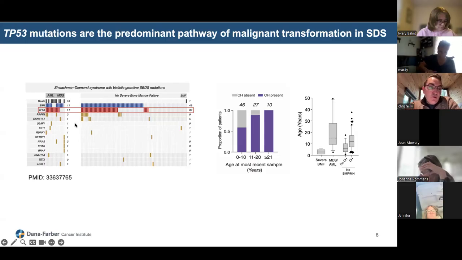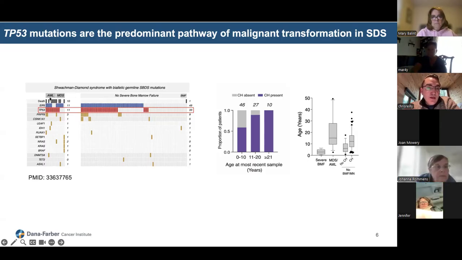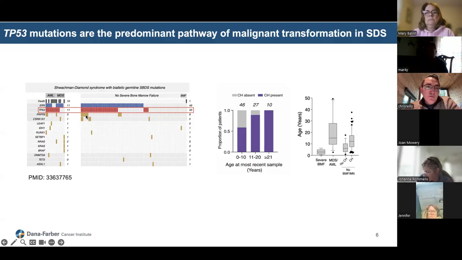And what this is showing is that each column right here is an individual patient. And these are individuals that have a diagnosis of acute myeloid leukemia, myelodysplastic syndrome, and then a larger subset of individuals that actually don't have any of those diagnoses. And the major finding from this analysis was that these TP53 mutations highlighted in red are actually very, very common.